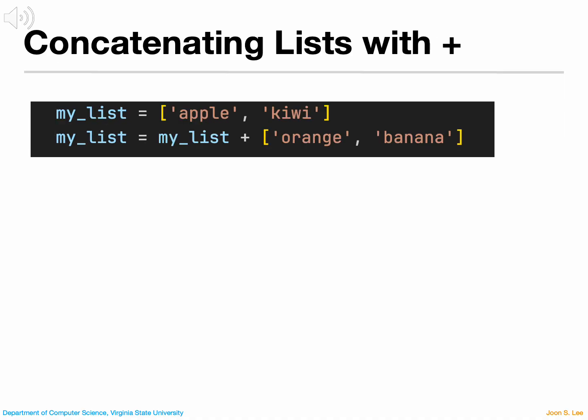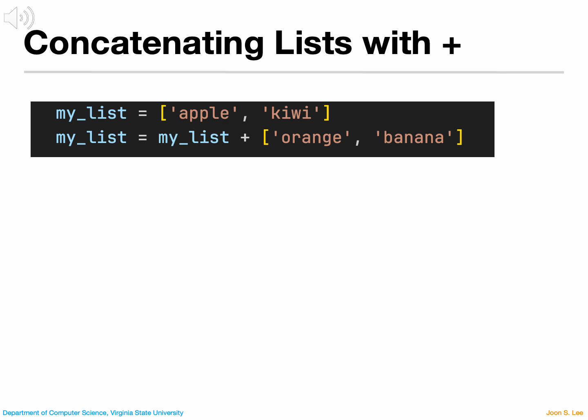We just saw how we can add items to a list using +=. Now let's take a look at another way, using the plus operator. This one works just like adding two strings together. It joins or concatenates two lists into one new list. Let's look at this example. Here's what's happening step by step.